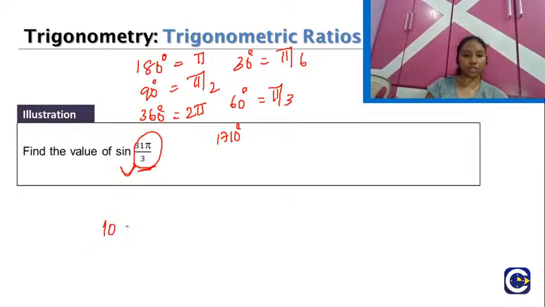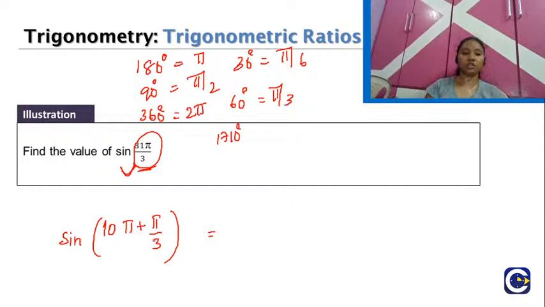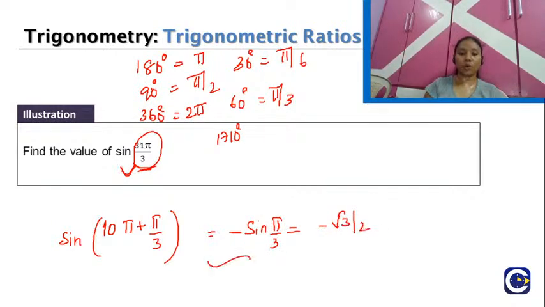So you might have written it as 10 pi plus pi by 3. Yeah. So sine of 10 pi plus pi by 3. It is a multiple of pi, so there is no transformation. 10 pi, in the sense pi will be here, so it will be in the third quadrant. So negative. So minus sine pi by 3, which is equal to minus root 3 by 2. Correct.